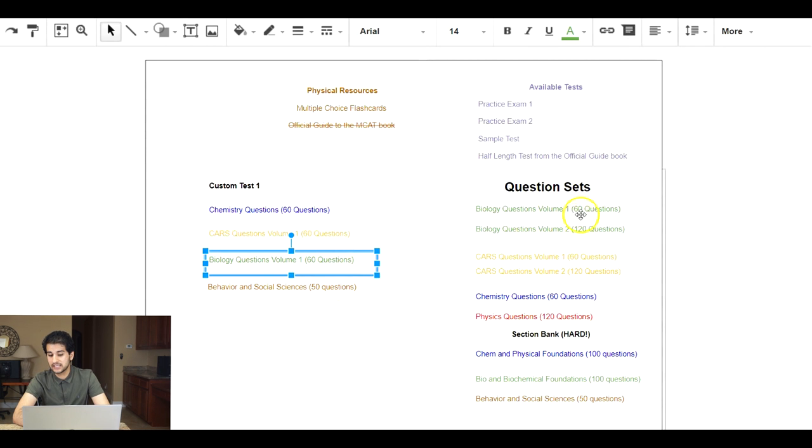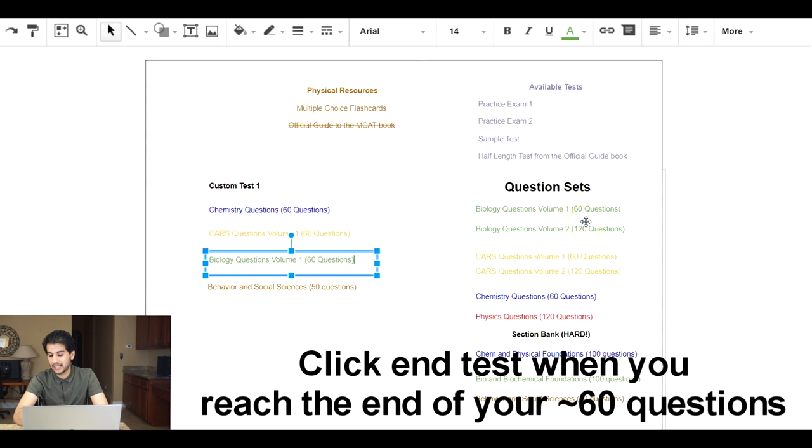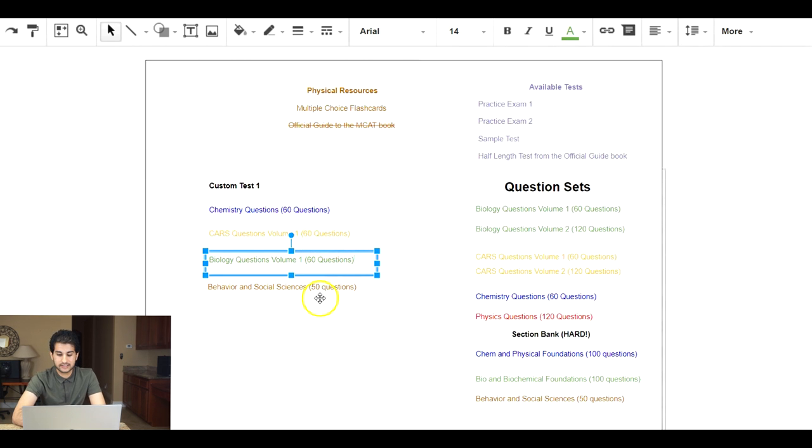So these question sets are arranged in passages. So you might have questions 1 to 4 as a passage, questions 5 to 9 as a passage, all the way up to like question 55 to 58 as a passage. And you want to end your test there, question 58, because the next passage will be 59 to 62. You won't be getting exactly 60 questions. You'll be stopping at whenever a passage stops near 60.